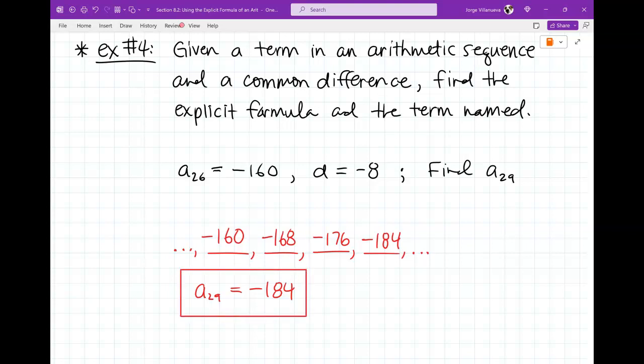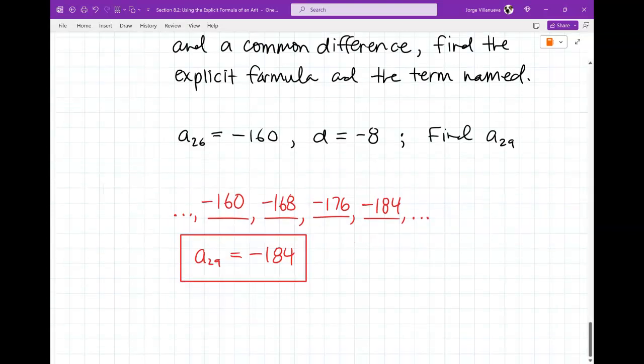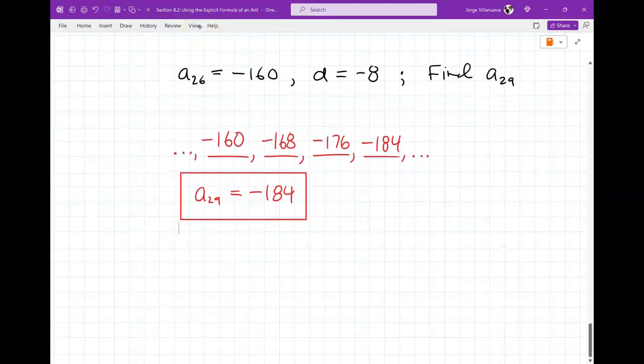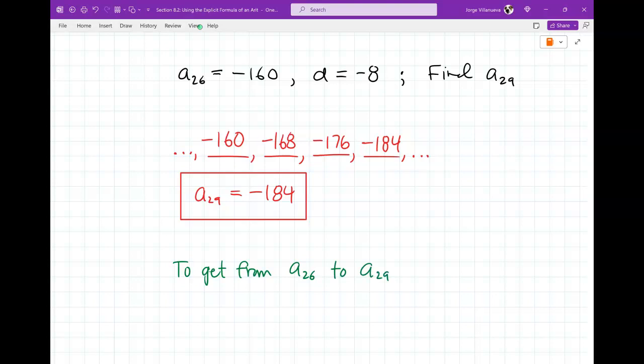How many steps does it take to get from negative 160 to negative 184? It takes 3 steps, right? So I'm going to change the color here. All right? So I'm going to put kind of like a little walkthrough. To get from a sub 26 to a sub 29, it takes 3 steps. Okay, how would I know? Because 29 minus 26 equals 3.